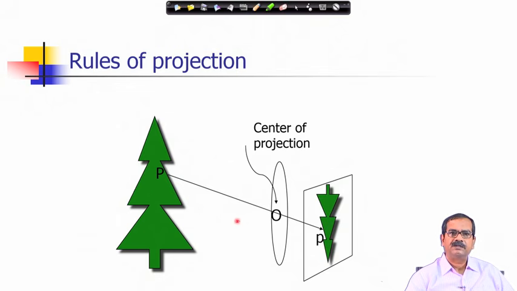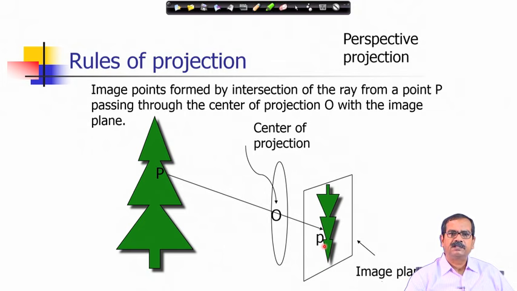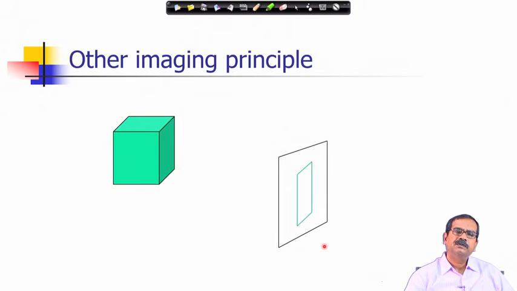So, this is the center of projection as I mentioned, and this is the image plane, and we can summarize this rule as: image points are formed by intersection of the ray from a point P and passing through this center of projection O with the image plane. This kind of projection is known as perspective projection. But this is not the only way images are formed. There could be other kinds of imaging principles, other rules of projections can take place.